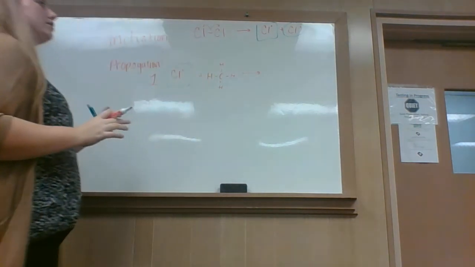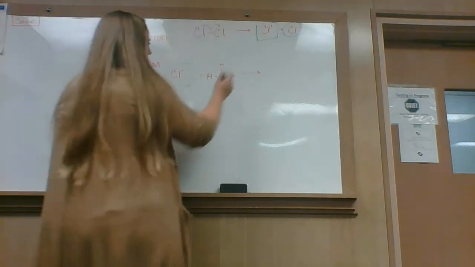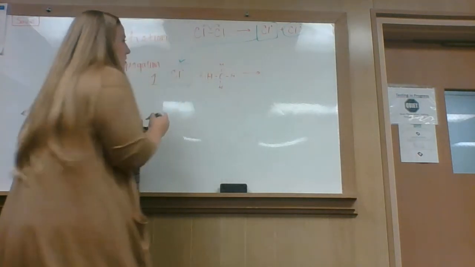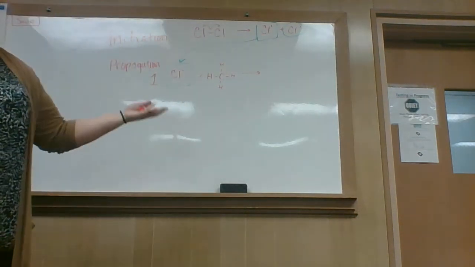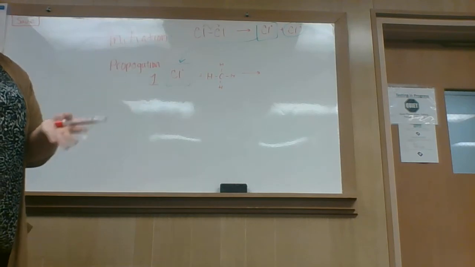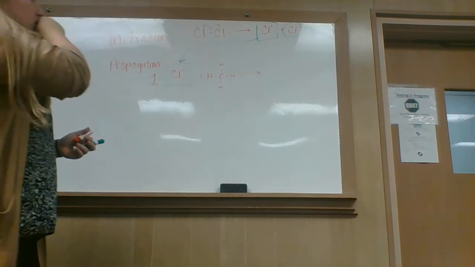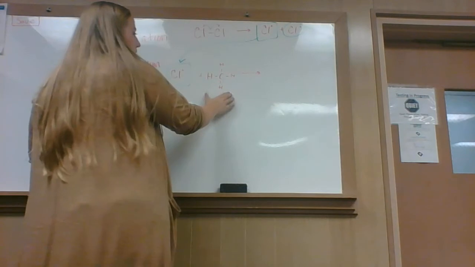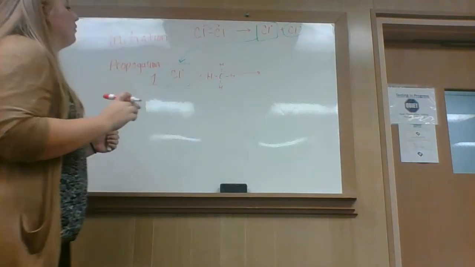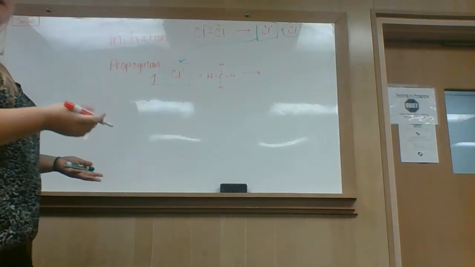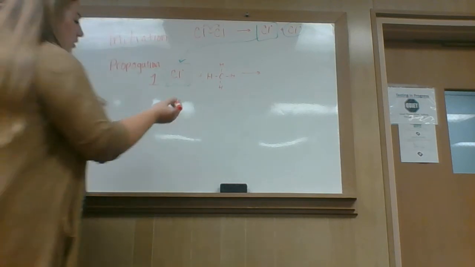Okay, so one of these chlorines is going to move on to propagation 1. The other one is going to float around in the system. It's still around, but it's not being used right now. This chlorine is going to react with this carbon group. In this case, it's methane, but it could be any alkane.